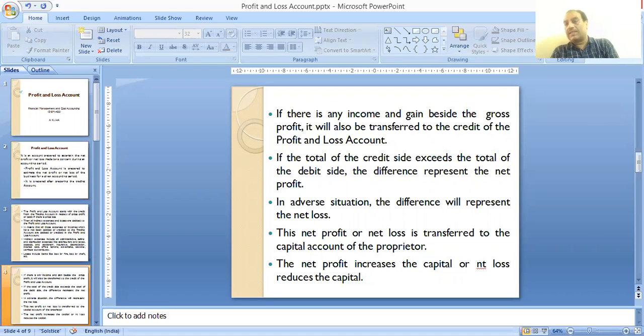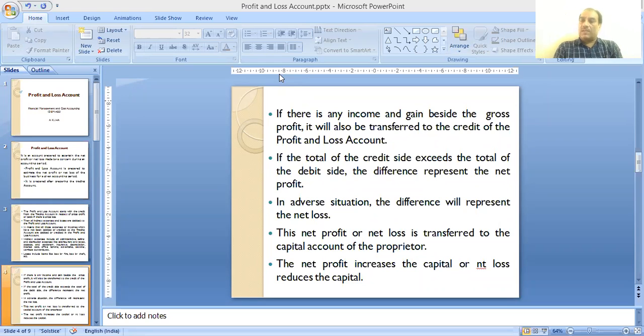If the total of the credit side exceeds the total of the debit side, the difference represents the net profit. In the adverse situation, if the debit side is more, that will indicate a net loss. A business can either make a profit or make a loss, both cannot happen simultaneously. If the credit side is more, there is a net profit, and if the debit side exceeds the credit side, there is a loss, and we need to rethink our business.